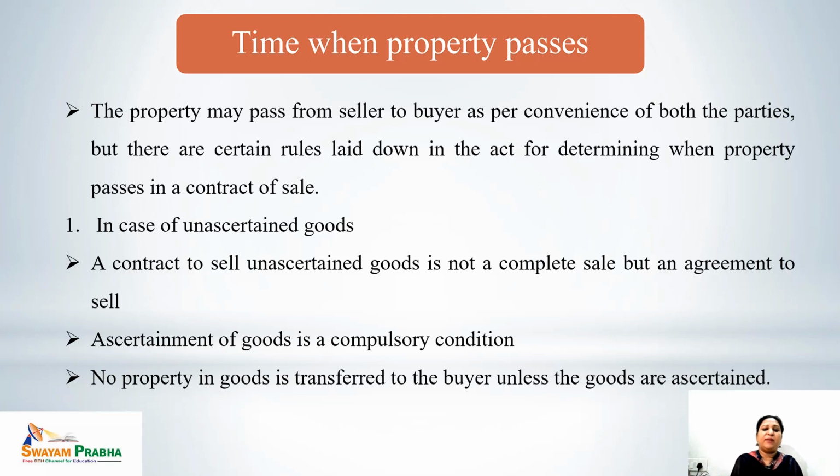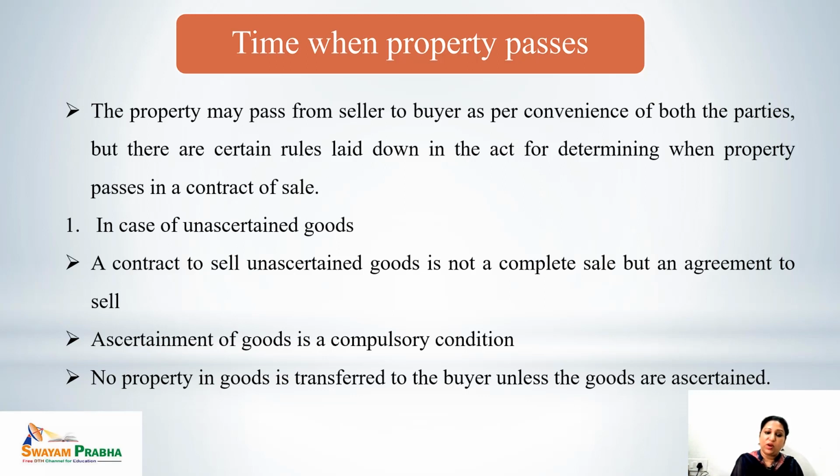Now we will read time when property passes. When we say that the property has passed to the other party, the property may pass from seller to buyer as per the convenience of both the parties. That means when the seller is willing to transfer and the buyer is willing to get the property, that would be the right time to transfer the property. But there are also certain rules under the Sale of Goods Act 1930 for determining when the property passes in the contract of sale. Among that, the first is in case of unascertained goods.